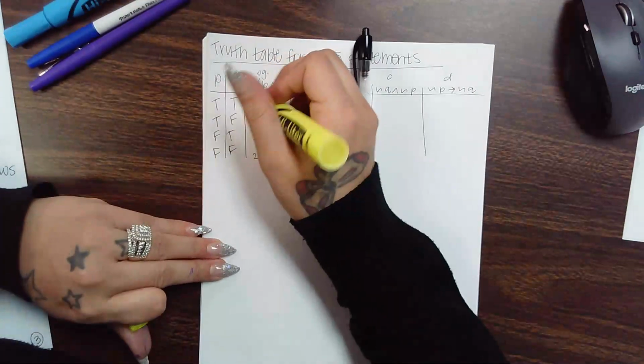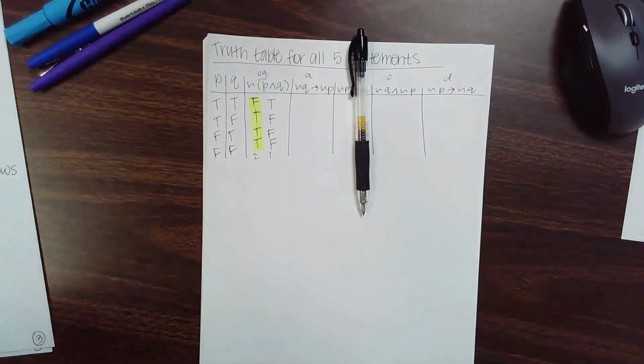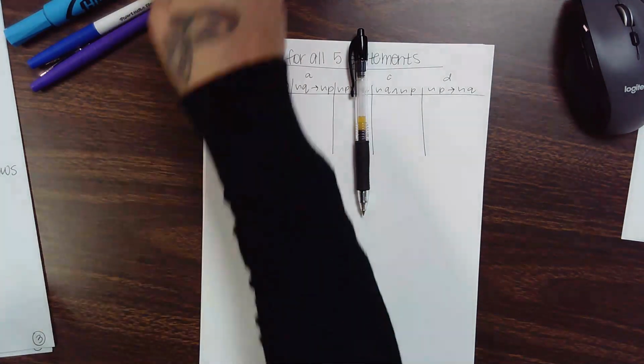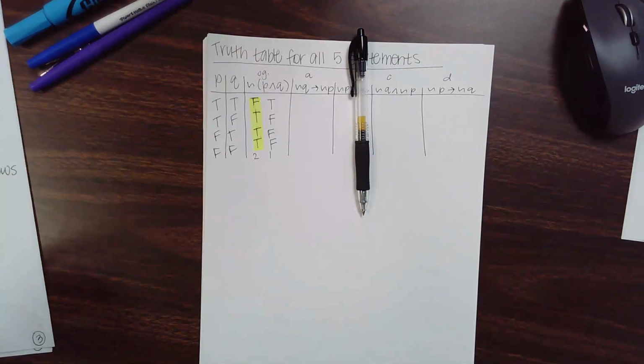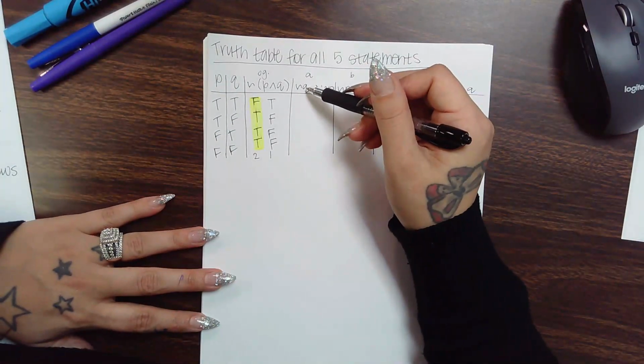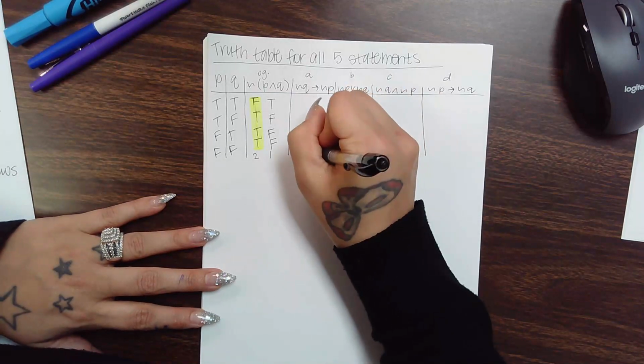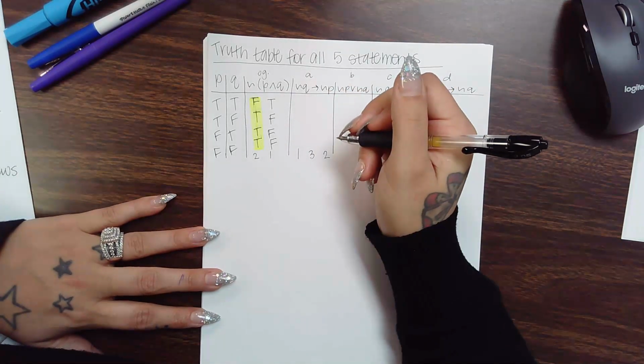That is actually the answer column for the original. I'm looking for another FTTT, right? And then I have the equivalent statement to it. So if you notice here, it actually has me negate Q, then negate P, then do the conditional.